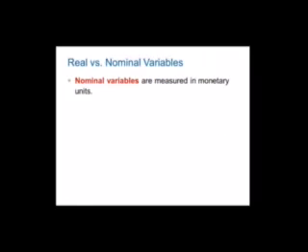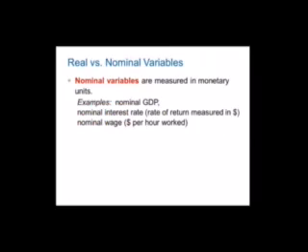Nominal variables are variables using monetary units. We talked about nominal GDP, nominal interest rates, and nominal wage, which is basically how much you get paid per hour of work. Currently the minimum wage is $7.25 an hour, so that is a nominal wage.